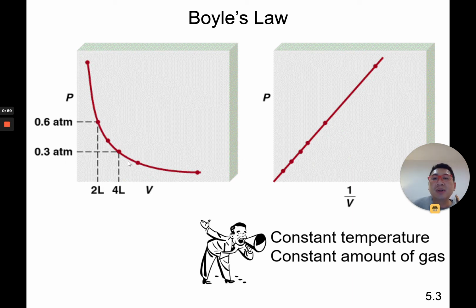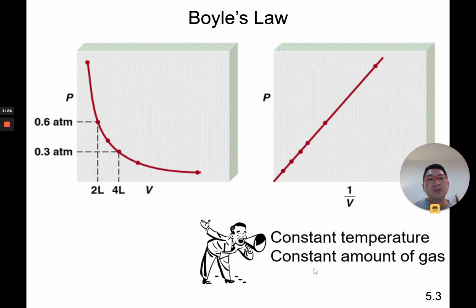The relationship between pressure and volume, well, they are what's considered inversely proportional. What that means is as one goes up, the other goes down. And by the way, in Boyle's law, one thing we're always assuming is constant temperature and constant amount of gas. That is the same temperature, we're not heating it up, we're not cooling it down, and it's the same amount of gas.